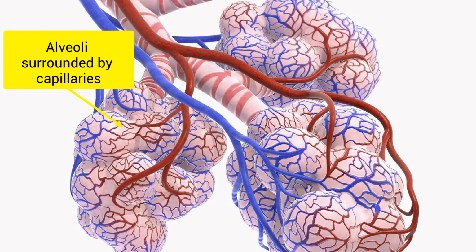The alveoli are surrounded by capillaries to make it possible for the air to move between the lungs and the bloodstream. Gas exchange takes place due to diffusion. This is the movement of a substance from an area of high concentration to an area of low concentration.